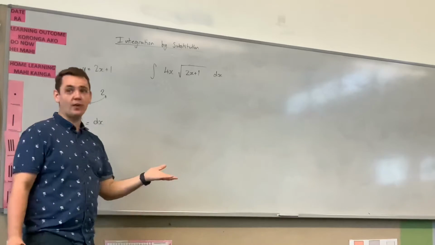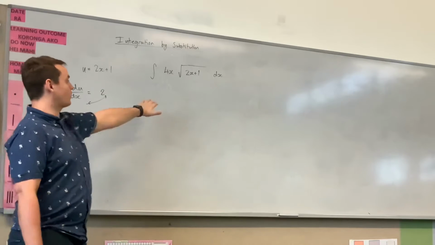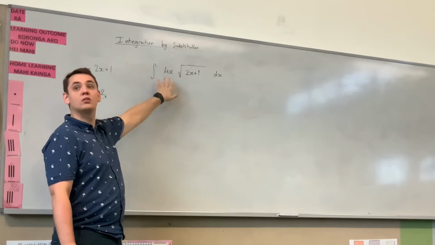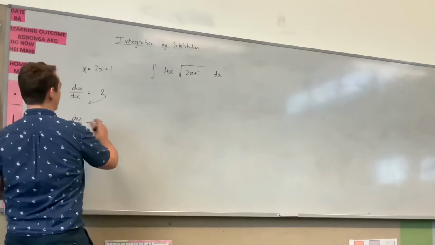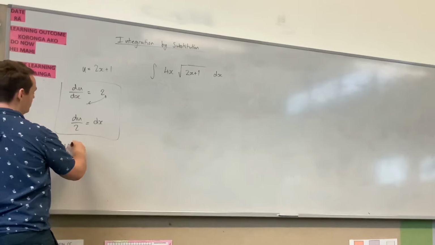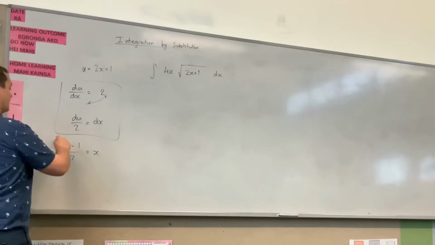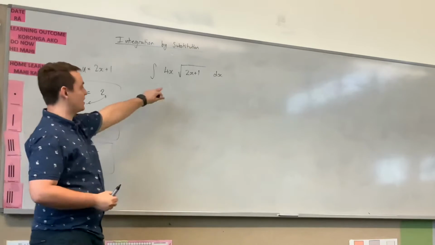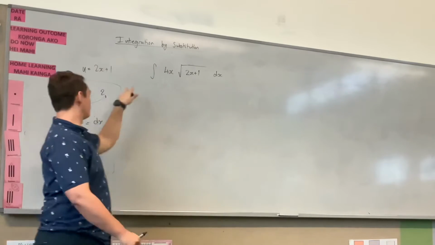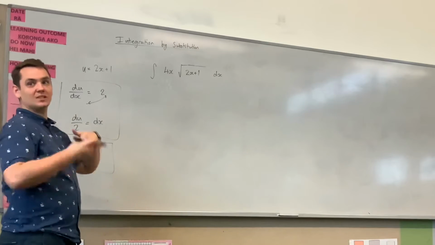The other thing, obviously you've got 2x plus 1 underneath the root, so we can just replace that with u. We've got 4x, so what else do we need to do? Rearrange. Get this equation in terms of x. So we can say u minus 1 over 2 is equal to x. So we just rearrange it to find out what x is. Now we can replace the x here with this, we can replace 2x plus 1 with u, and we can replace dx with du over 2. So it's all about rearranging to get rid of x terms and dx terms.